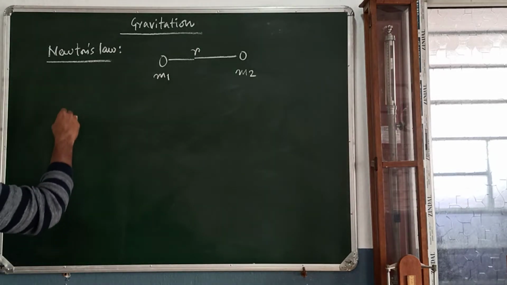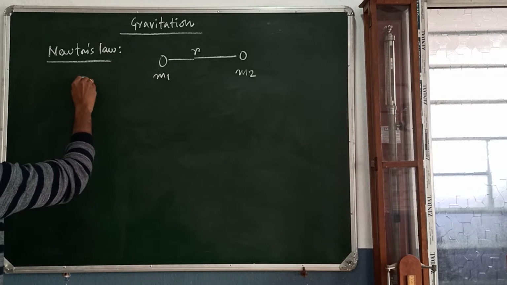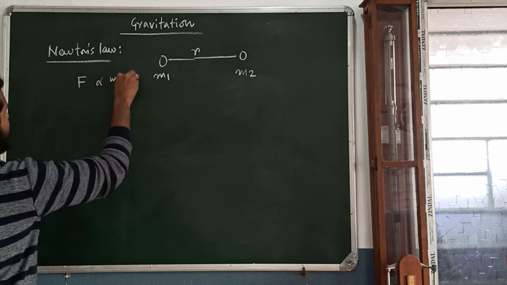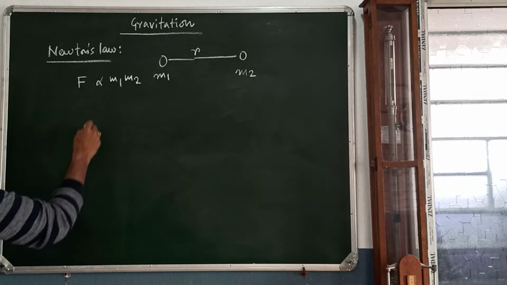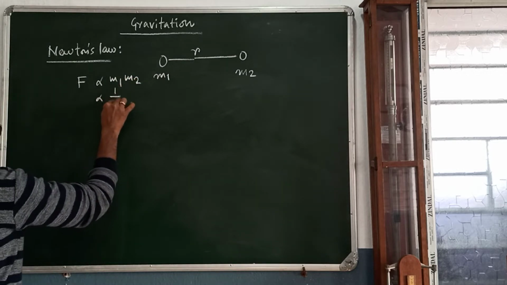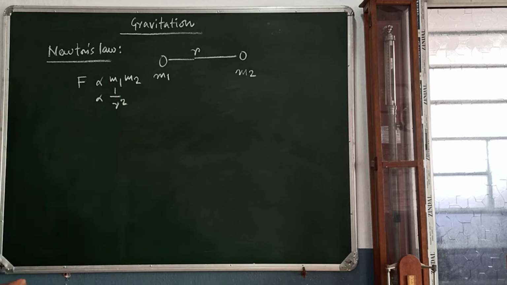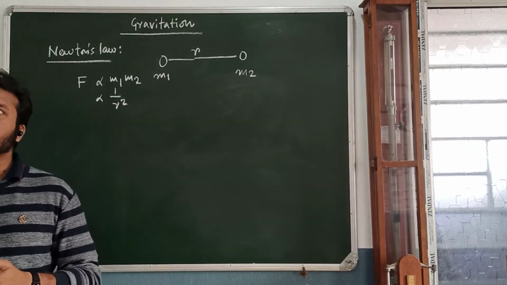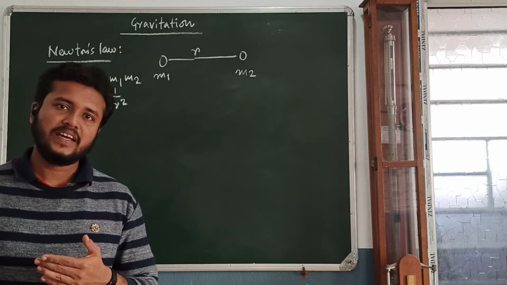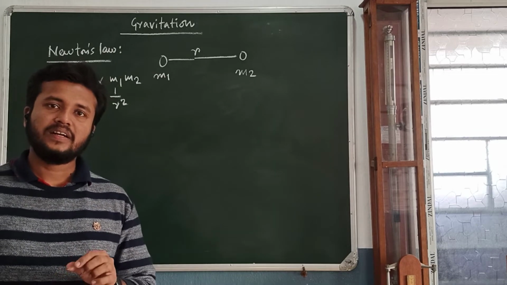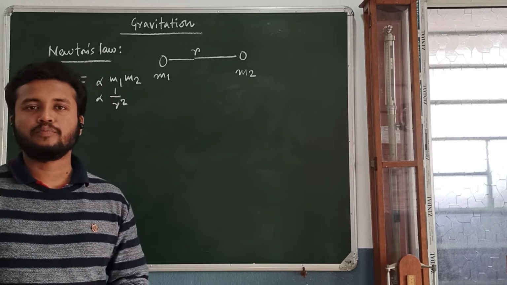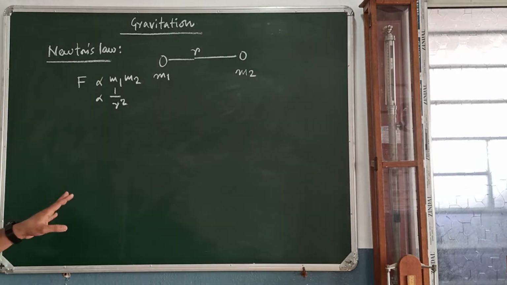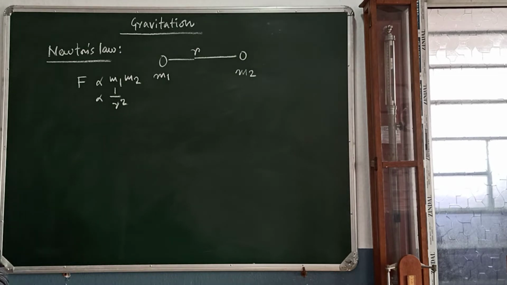According to Newton's law, the gravitational force F will be directly proportional to the product of the masses, and it will be inversely proportional to the square of the distance between the bodies. That means the force with which m1 will attract m2, or similarly m2 will attract m1, will be directly proportional to the product of the masses, and inversely proportional to the square of the distance between the bodies.